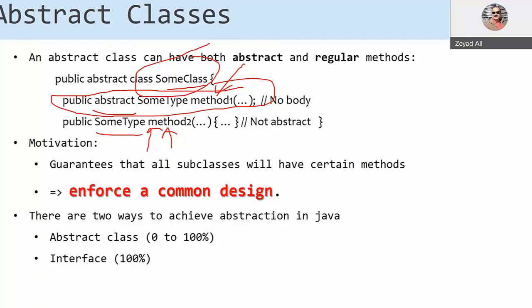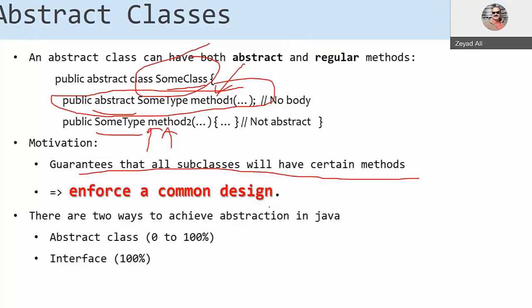So now the motivation: we guarantee all subclasses will have certain methods. Is this clear to you? So is it enforcing a common design now? All subclasses will be implementing the same methods, right?